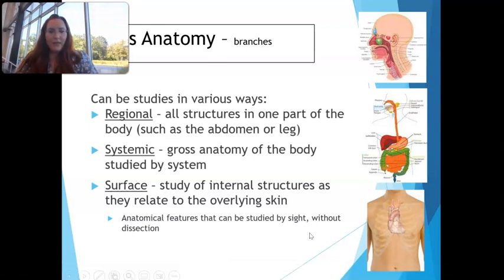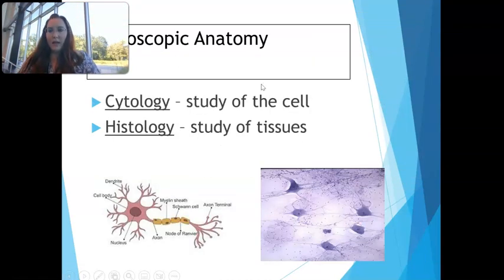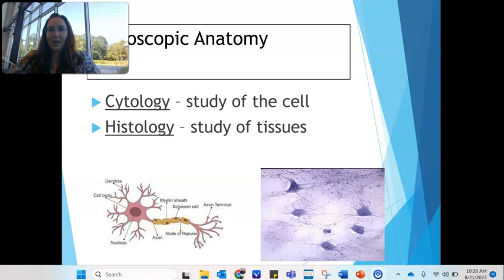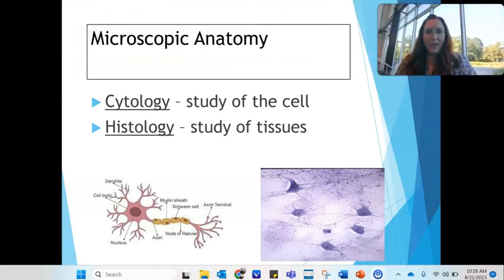Next, let's talk about the different types of microscopic anatomy. We can divide this into cytology or histology. Cytology, cyto means cell, so we can actually study individual cells. And you can see that here in this picture.